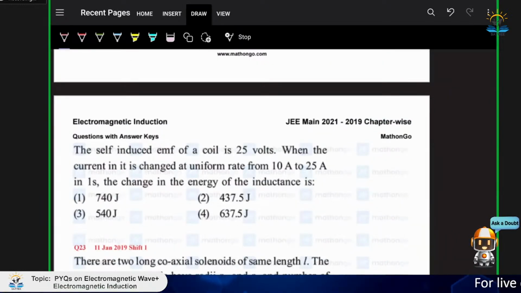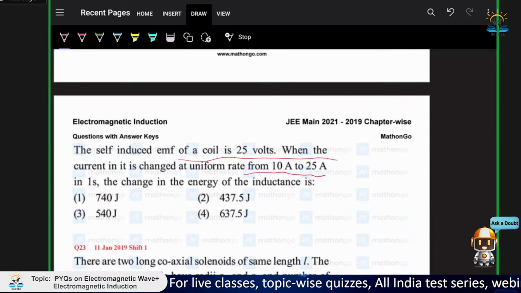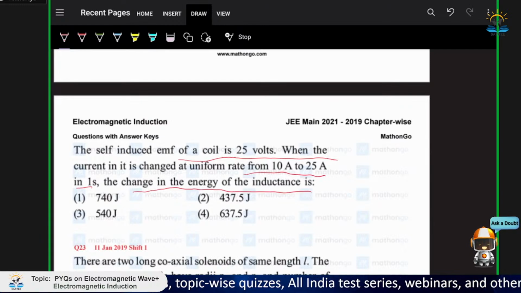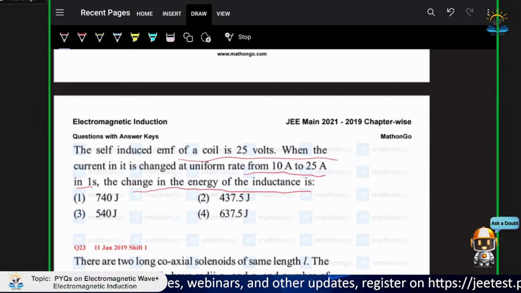The self-induced EMF of a coil is 25 volt when the current in it changes at uniform rate from 10 ampere to 25 ampere in 1 second. The change in the energy of the inductance is. Energy is half L i square, correct?